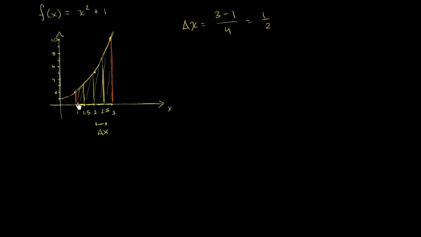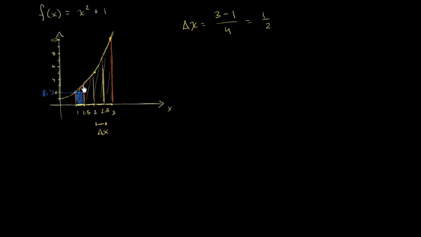Now let's think about how we'll define the height of the rectangles. For the sake of this video, we'll see in future videos that there's other ways of doing this. I'm going to use the function evaluated at the left boundary to define the height. So for example, for the first rectangle, this point right over here is f of 1. And so I will say that that is the height of our first rectangle.